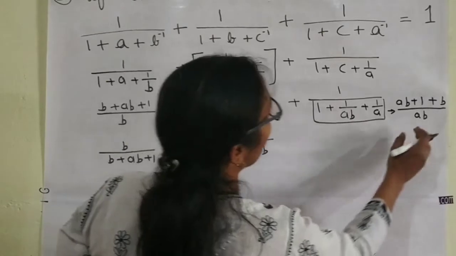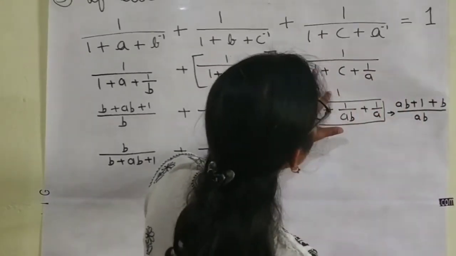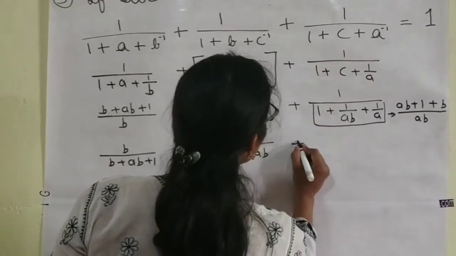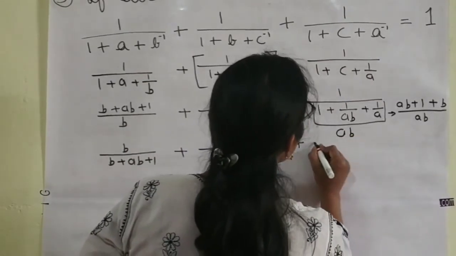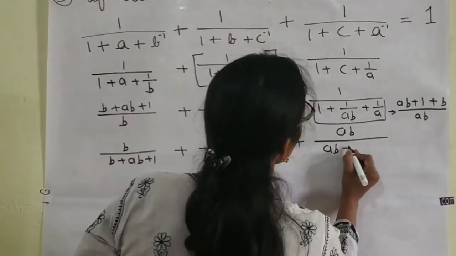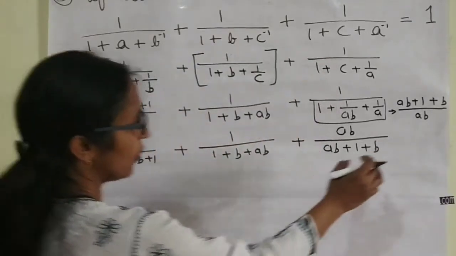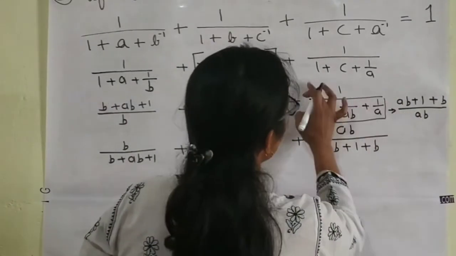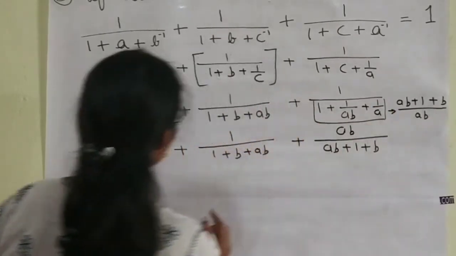And again it is the denominator and it is the numerator, so it will reciprocate. So, it will become AB upon AB plus 1 plus B. I hope you understood this. I am solving only this much here.